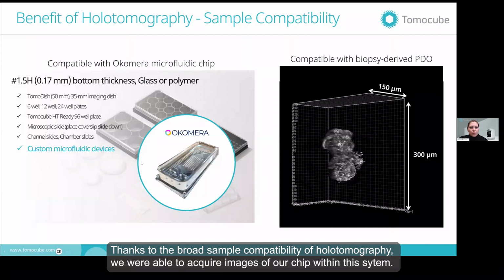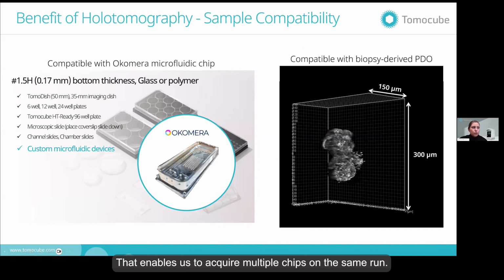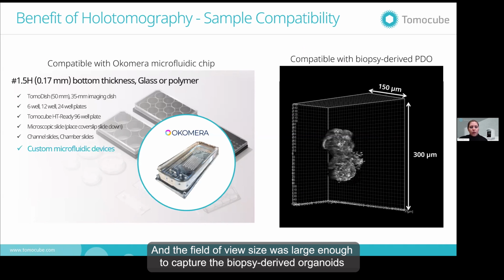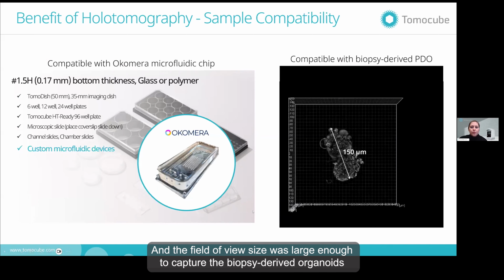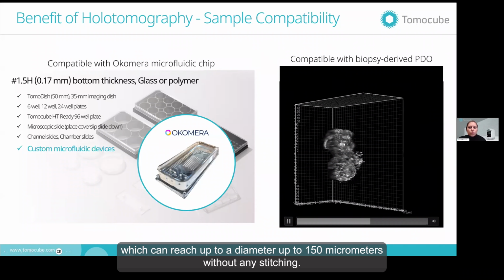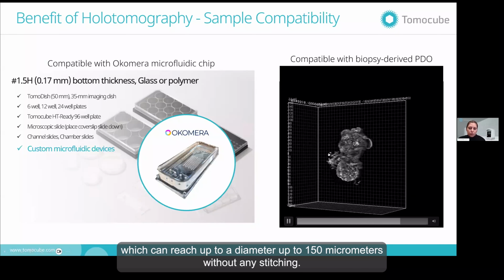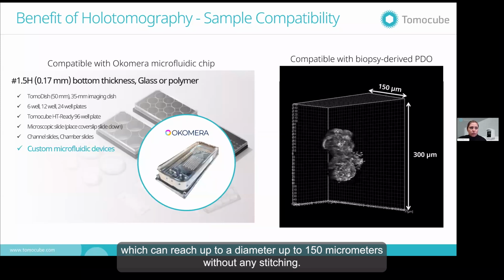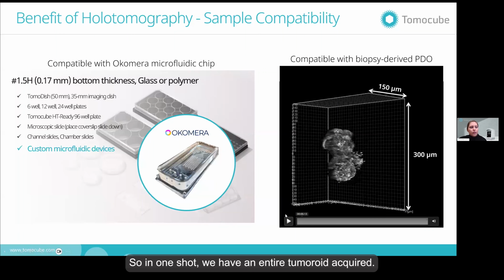So thanks to the broad sample compatibility of holotomography, we were able to acquire images of our chips within this system. That enables us to acquire multiple chips in the same run. And the field of view was large enough to capture the biopsy-derived organoids, which can reach a diameter of up to 150 micrometers, without any stitching. So in one shot, we have an entire tumoroid acquired.